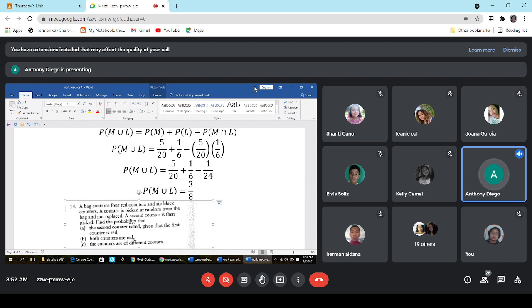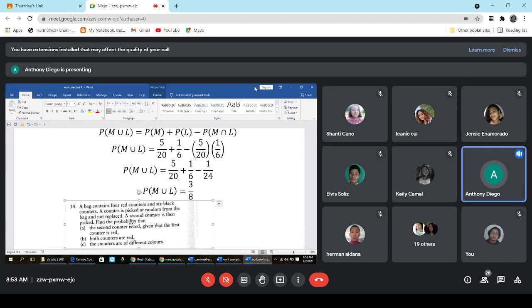But looking at the problem we read, there is something very vital that they mentioned. Sir, in A, we know that the bag contains 4 red counters and 6 black counters. But in question A, the statement is saying that the second counter is red, given that the first counter is red. So they want the second counter to be red.